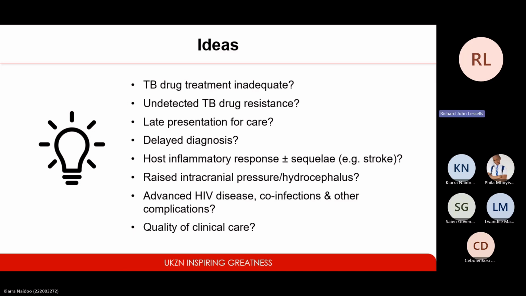Is it something to do with a complication of TB meningitis? So I think I'm treating the TB properly, but is it that there's problems with the host immune response? Is it that there's raised intracranial pressure that I'm not dealing with properly? Is it just a question of general quality of clinical care? So this is just to illustrate how we go from identifying a problem and starting to think about what might be behind that problem.